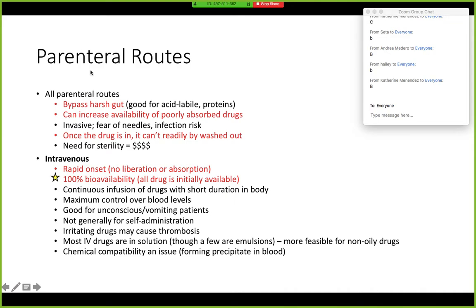So next we have the parenteral routes. The most important one here is the IV route. Something you want to make sure you know is that if you give a drug intravenously, it is going to be 100% bioavailable. The reason is that you're injecting the drug directly into the systemic circulation. So if the drug is entering the blood, all of the drug is available right off the bat, and you don't have to wait for that first pass effect to see what you're going to be left with.